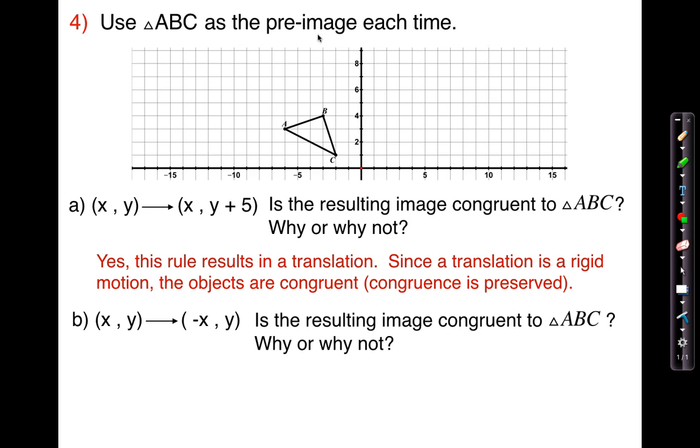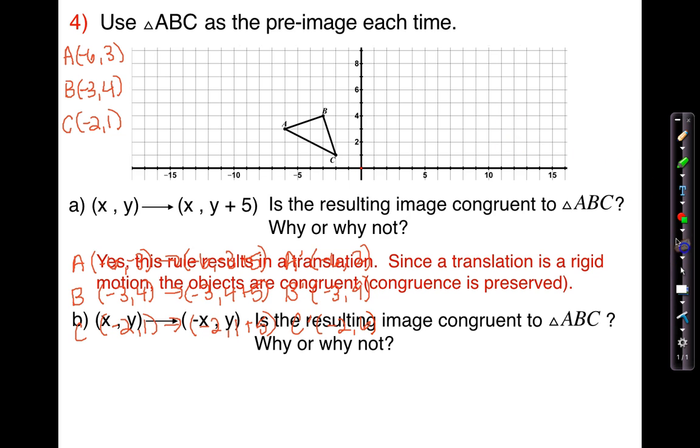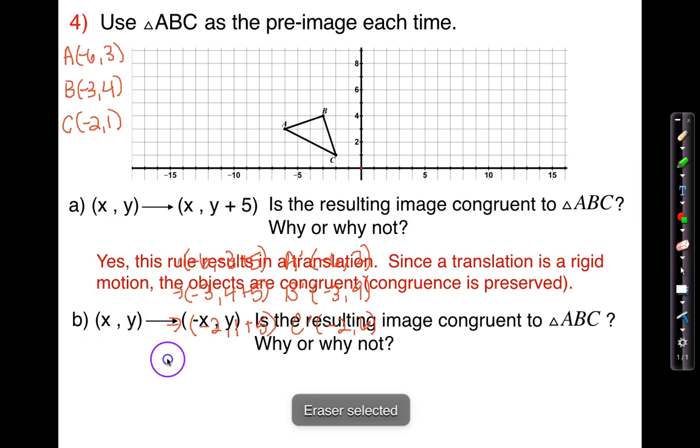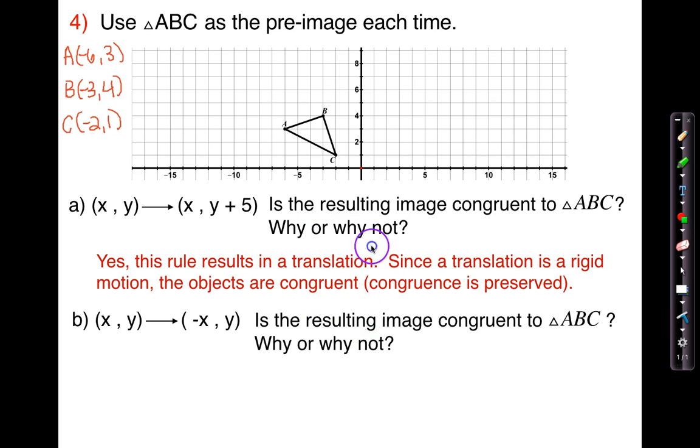Moving on to the next one. So now here, let me backtrack because it would be nice to already have the ordered pairs. Now we're going to go ahead and use this coordinate rule. So it says X, Y is going to turn into -X, Y. Is the resulting image congruent to triangle ABC? Why or why not? So let's go ahead and repeat this process using A, which is -6, 3.